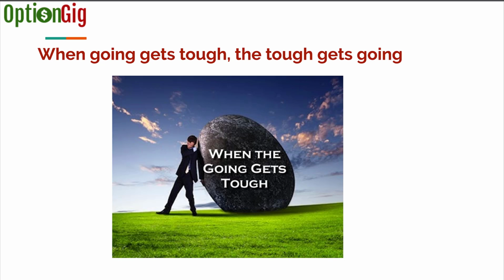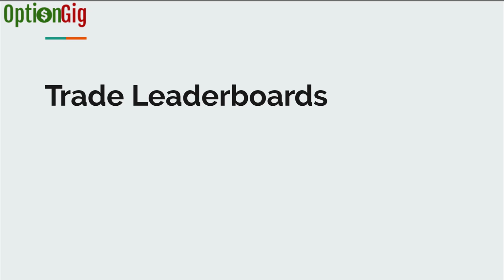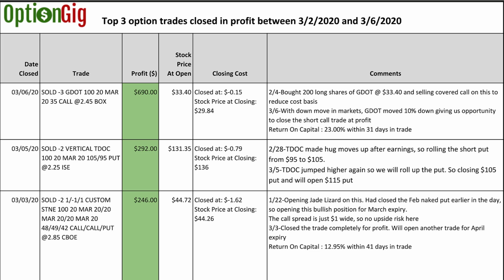All right. So in the next section, I want to talk about the trades, getting into individual trades. So, the trade leaderboards. As always, let's first look at the trades that were profitable. Because the market has been going lower, I was trying to close as many of the short call trades as I could for profit. So the first one that comes up is our short call on Green Dot Capital, ticker symbol GDOT. We had opened this trade on the 4th of February. We have 300 long shares in our portfolio, so it's kind of a covered call that we did.